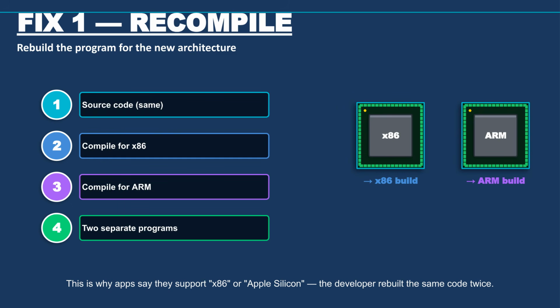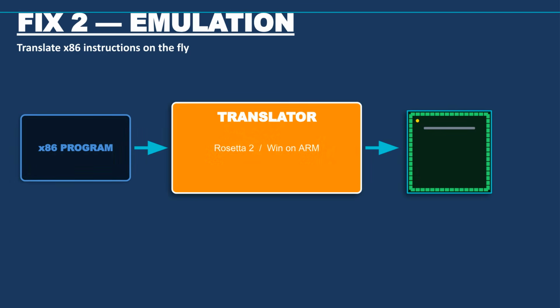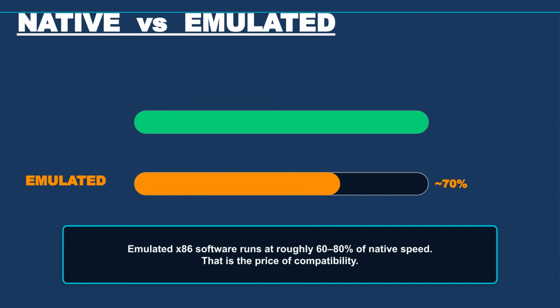The first fix is recompilation. Developers take the original source code and rebuild it, or compile it, specifically for the new architecture. This creates two separate native programs, an x86 version and an ARM version. The second fix is emulation. Translators like Rosetta 2 on Apple or Windows on ARM convert x86 instructions into ARM instructions in real time. This allows the program to run, but with a performance cost. Emulated x86 software typically runs at about 60 to 80% of native speed. Native ARM apps, built specifically for the chip, run at full speed.